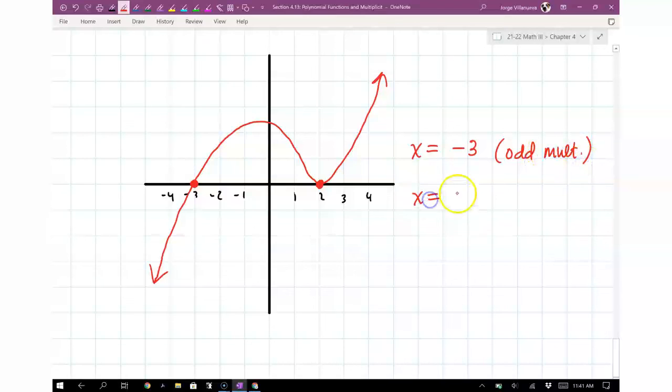The answer at 2, you see how it bounces off? How like it's going this way and then it just like shoots back the other way? That's because it has an even multiplicity. So an even multiplicity on your graph, you're going to see it bounce like a trampoline. Either it bounces up or it bounces down, but it's going to bounce off the x-axis. If it's odd, it'll go through.